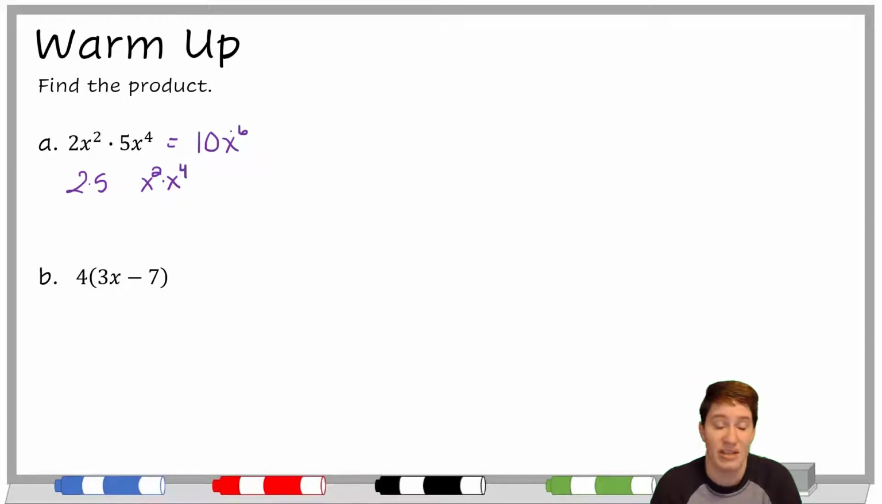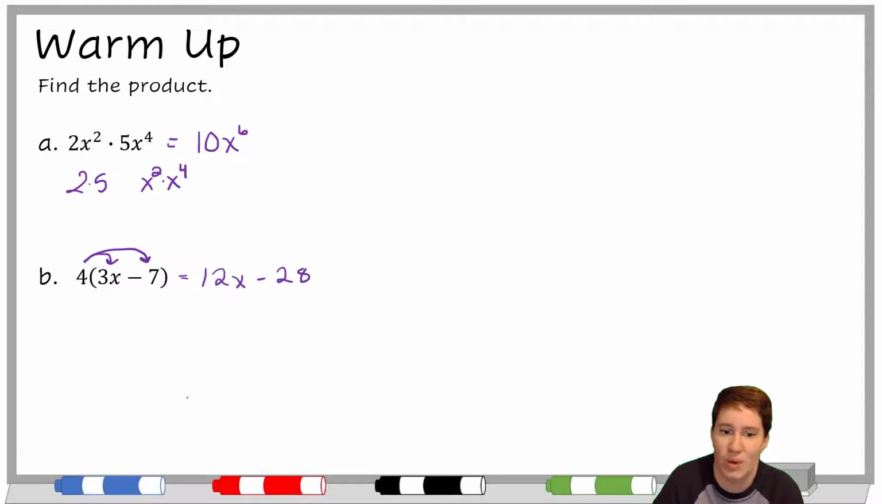All right, B. Now this is something that should look familiar. We've actually done this in algebra, in the context of bigger problems. We are going to use the distributive property here to say what is 4 times 3x and what is 4 times -7 and get rid of the parentheses. So the big thing here is to remember that when you have parentheses like this, you multiply both of the things by what's outside. So this is going to be 12x minus 28.